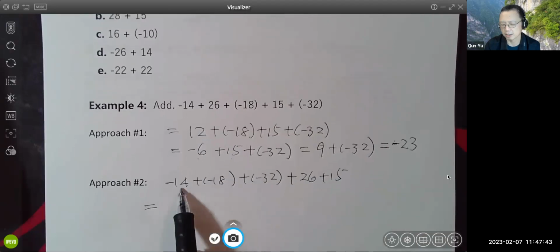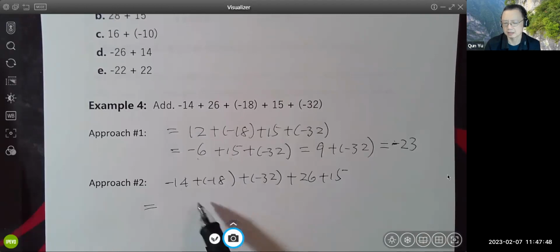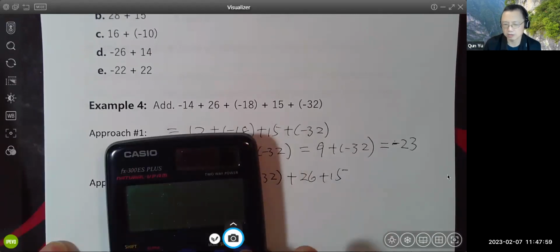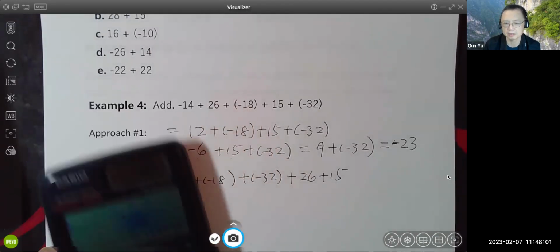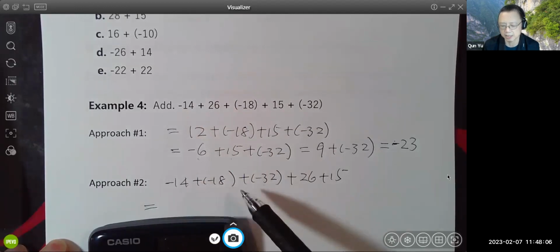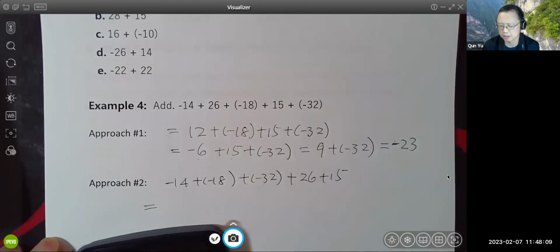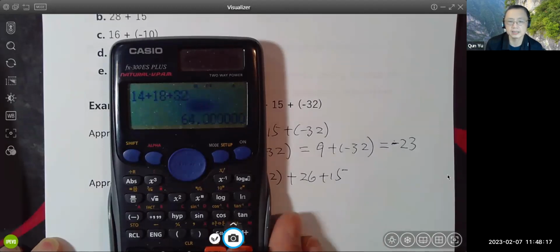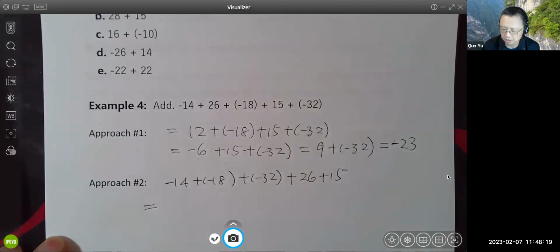Now you can see we have all three negative numbers added together. We learned on the previous slides that since they have the same sign, they go in the same direction, in this case the negative direction, so they all add up. For that reason, I can just use my calculator to add all three numbers together without using the negative sign, because when I know the final answer will be negative, I just add the magnitudes together. So 14 plus 18 plus 32. We get negative 64. We know it's negative already.